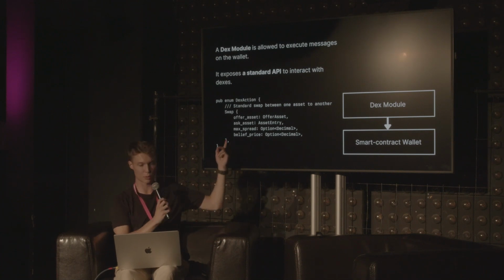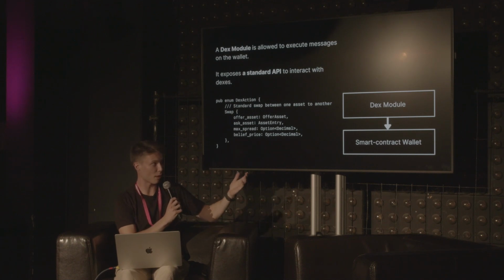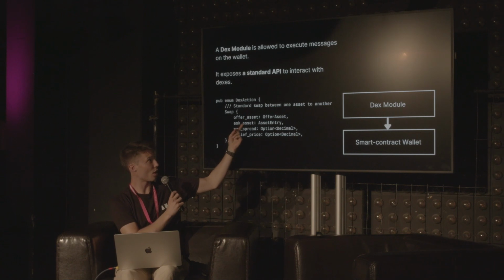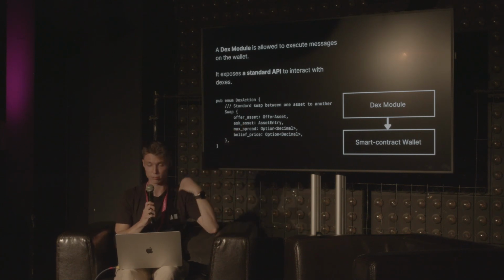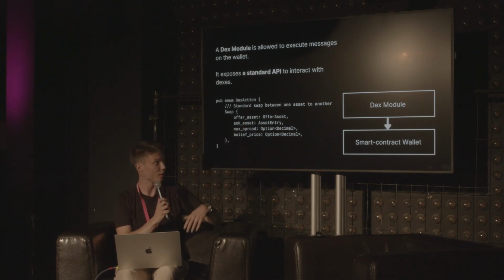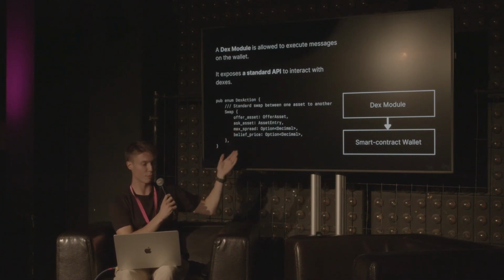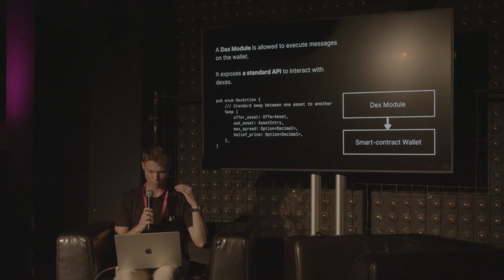So there's a snippet right here. In this case, we're only showing the swap. So if I want to do a swap on a smart contract on an exchange, I would provide the offer assets, so the funds that I'm trying to get rid of, and then the ask assets, the assets that I want, and then some information to assert that my slippage is within my bounds.